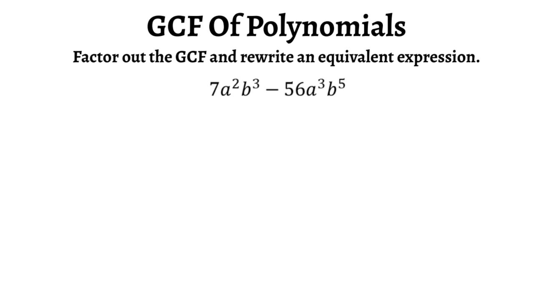Okay, again, we start with the coefficients. Let's start with the numbers. Are they both divisible by 7? Yes, 7 fits into both. So 7 will be one of my factors.